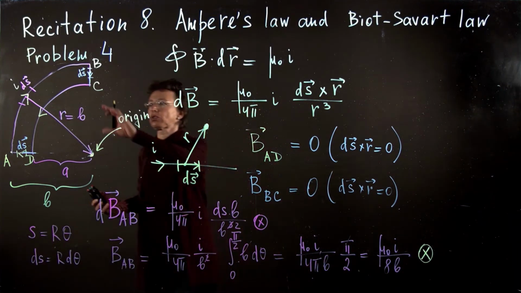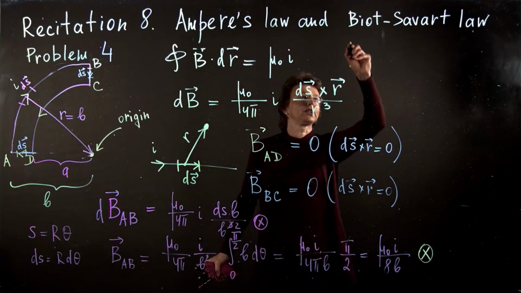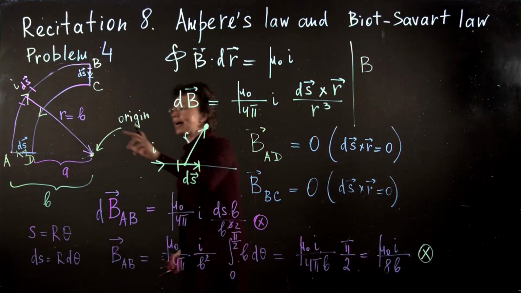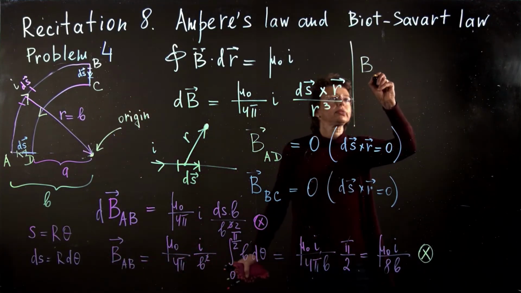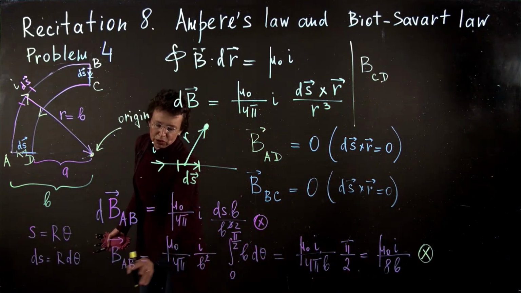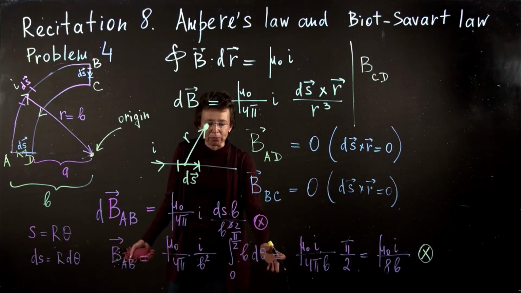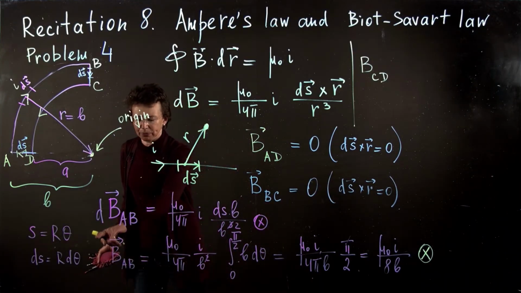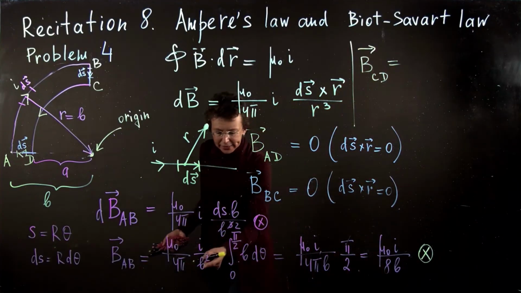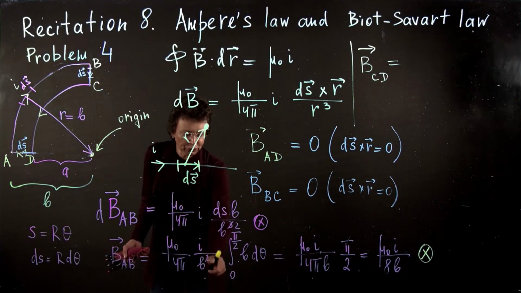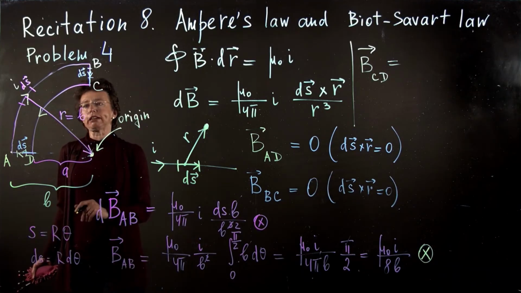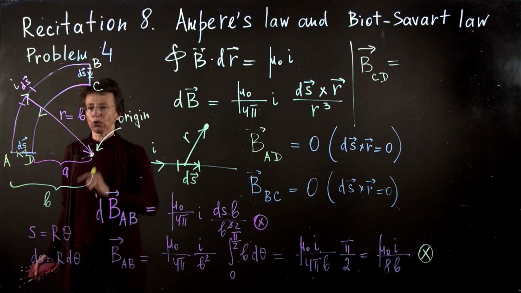Now, the last part of this problem is to find the magnetic field created by CD. So BCD. Everything is the same except for two things. We have different radius now. Radius is A, and we also have different direction of current. Now current is flowing this way.